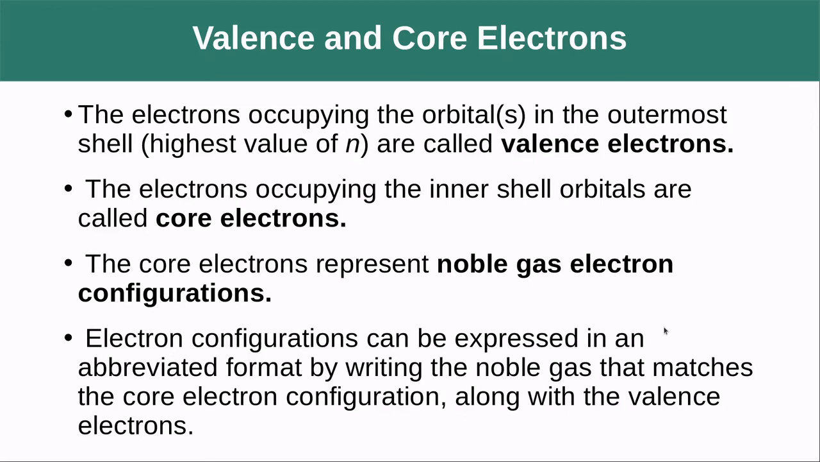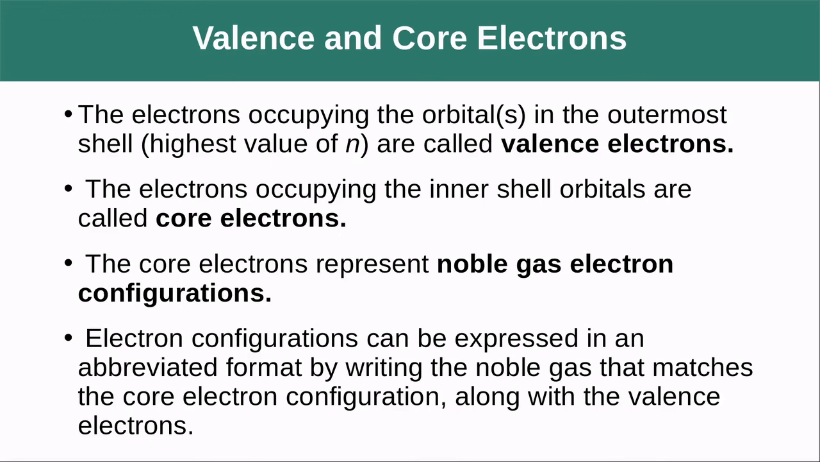Okay, the difference between valence and core electrons. The electrons occupying the orbitals in the outermost shell, the highest value of n for that atom, are called the valence electrons. The electrons that are inside of that outer shell are all the core electrons, so all of the orbitals on the inside of that with n values less than the highest n value for that atom. The core electrons represent a noble gas electron configuration. Okay, so they're going to have an electron configuration that would be the same as one of the noble gases.